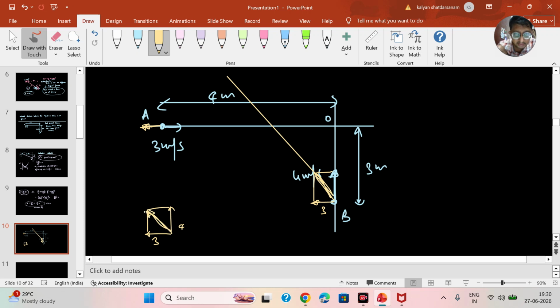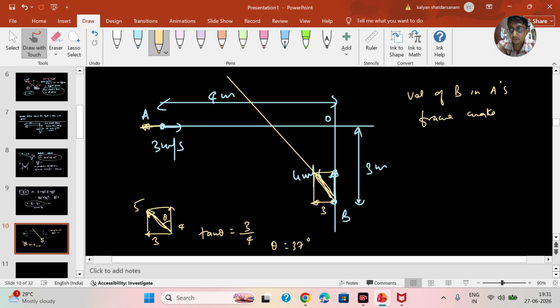What is the angle made by this resultant velocity with 4? If you take this as theta, tan theta is opposite by adjacent, 3 by 4. So here theta is 37 degrees. So velocity of B in A's frame makes 37 degrees with OB, with the line.